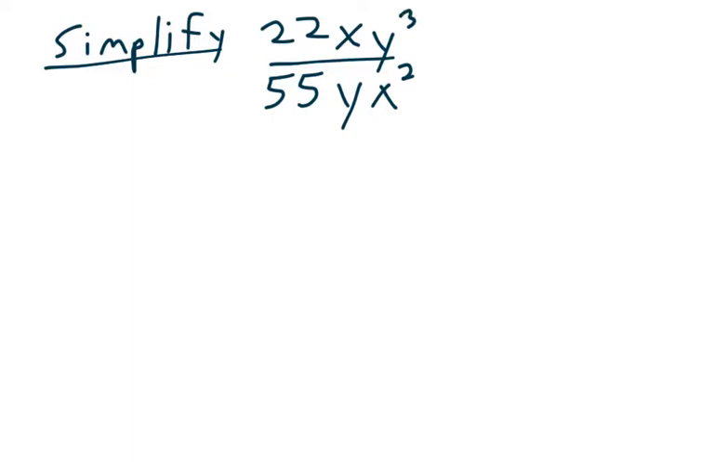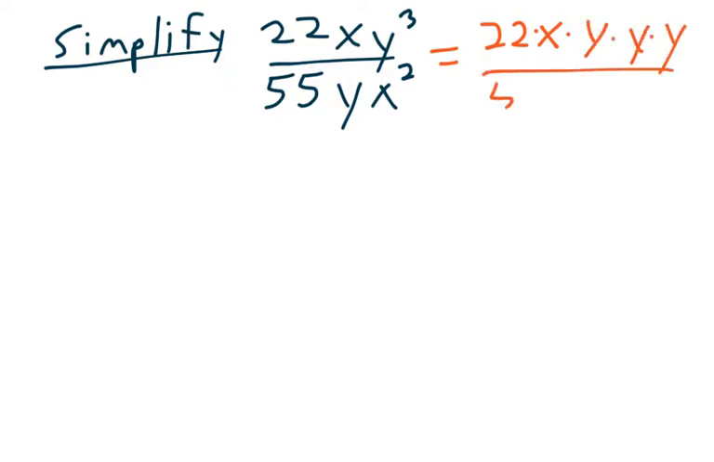Okay, I'm going to start off by just rewriting it. So 22 x, I'm just writing this as a multiplication of the factors. So times y times y times y over 55 times y times x times x. So I'm rewriting it without the exponents. And then I'm going to take care of the numbers first, and I'm asking, what is my common factor with 22 and 55? So what will go into both of those?